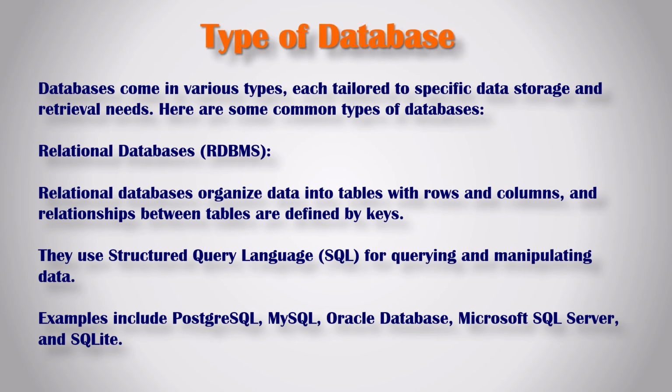Databases come in various types, each tailored to specific data storage and retrieval needs. Here are some common types of databases. Relational databases, RDBMS. Relational databases organize data into tables with rows and columns, and relationships between tables are defined by keys. They use Structured Query Language, SQL, for querying and manipulating data. Examples include PostgreSQL, MySQL, Oracle Database, Microsoft SQL Server, and SQLite.